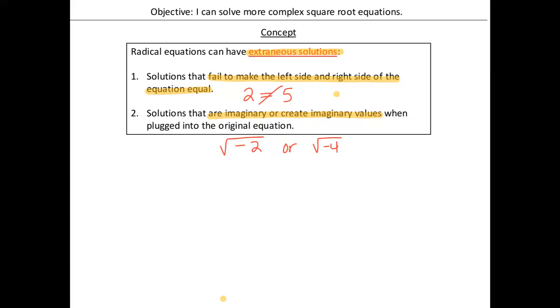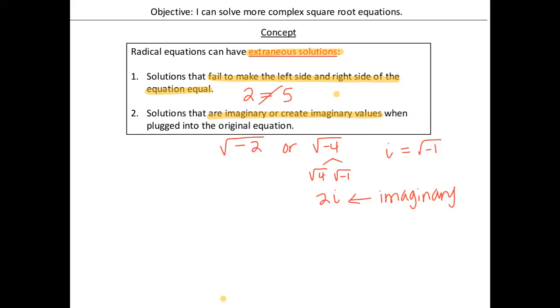If you remember, I don't know if you've been taught this, but imaginary values are the square root of -1. So this is really split into the square root of 4 times the square root of -1. The square root of 4 is 2, and the square root of -1 is i. So this i is called an imaginary number.